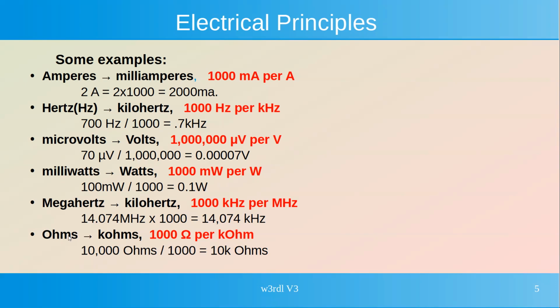And in ohms, there's 1,000 ohms per kiloohm. So if I've got 10,000 ohms and I want to know how many kiloohms that is, because normally when you would specify a part, like on a diagram, you wouldn't write out 10,000 ohms, you'd write 10K ohms. So you'd divide it by 1,000.